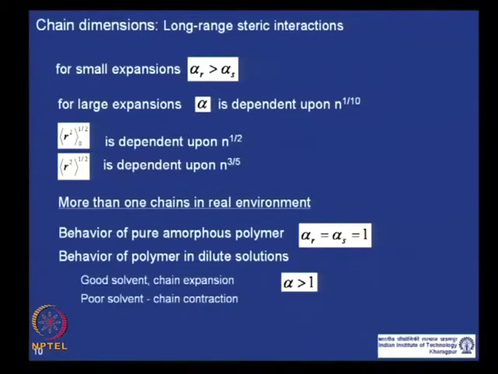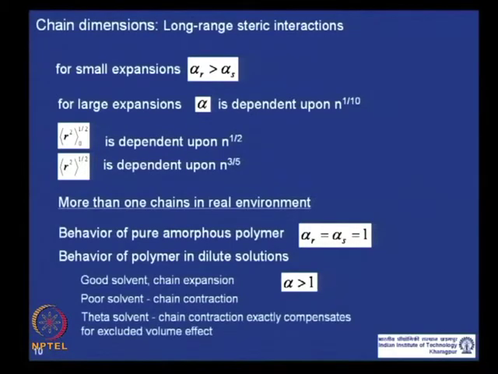If you have a poor solvent, chain contraction happens, and if the solvent is such that it is a theta solvent, the chain contraction due to unfavorable polymer-solvent interaction exactly compensates the expansion due to the excluded volume effect, and you get back an expansion factor of 1. So, the real dimension of the polymer chain becomes the same as the dimension of the unperturbed chain, that means it is not perturbed by any other polymer or solvent.